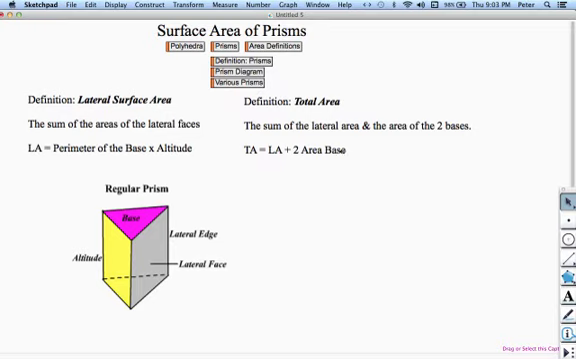So we only need to find out the area of one of them and multiply it by 2.